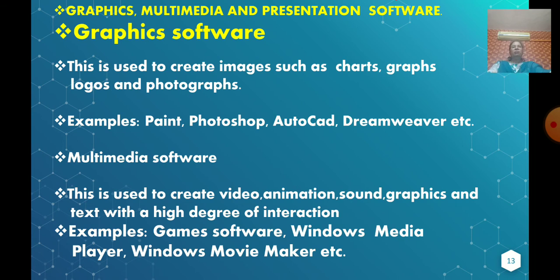Same thing, multimedia. This is a combination of text and graphics. It is used for video, animation, sound, graphics and text with a high degree of interaction. So that is multimedia. Many media you can combine. So you can use game software, Windows Media Player, Windows Movie Maker. These are all multimedia software.